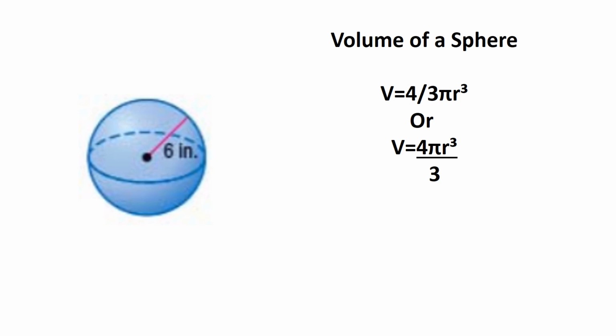And then finally, the volume of a sphere. This one does not have a height since it's a sphere, so its formula is a little different. You've got 4/3 times pi times the radius cubed, or the one I choose to do is 4 times pi times the radius cubed divided by 3.